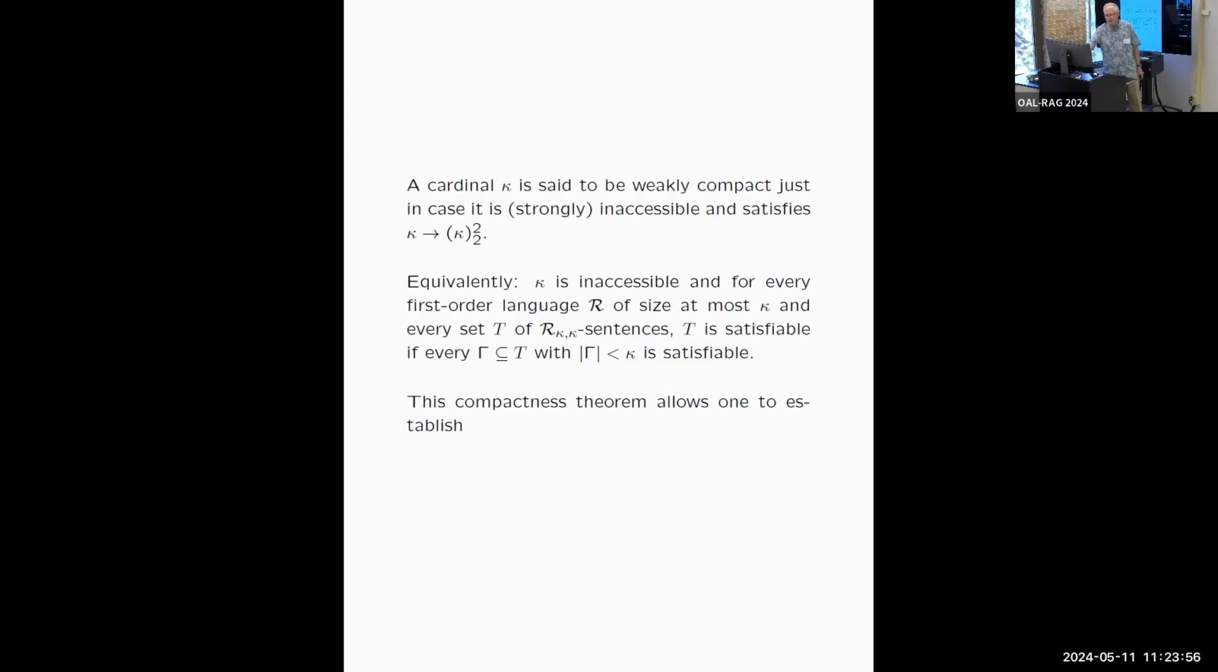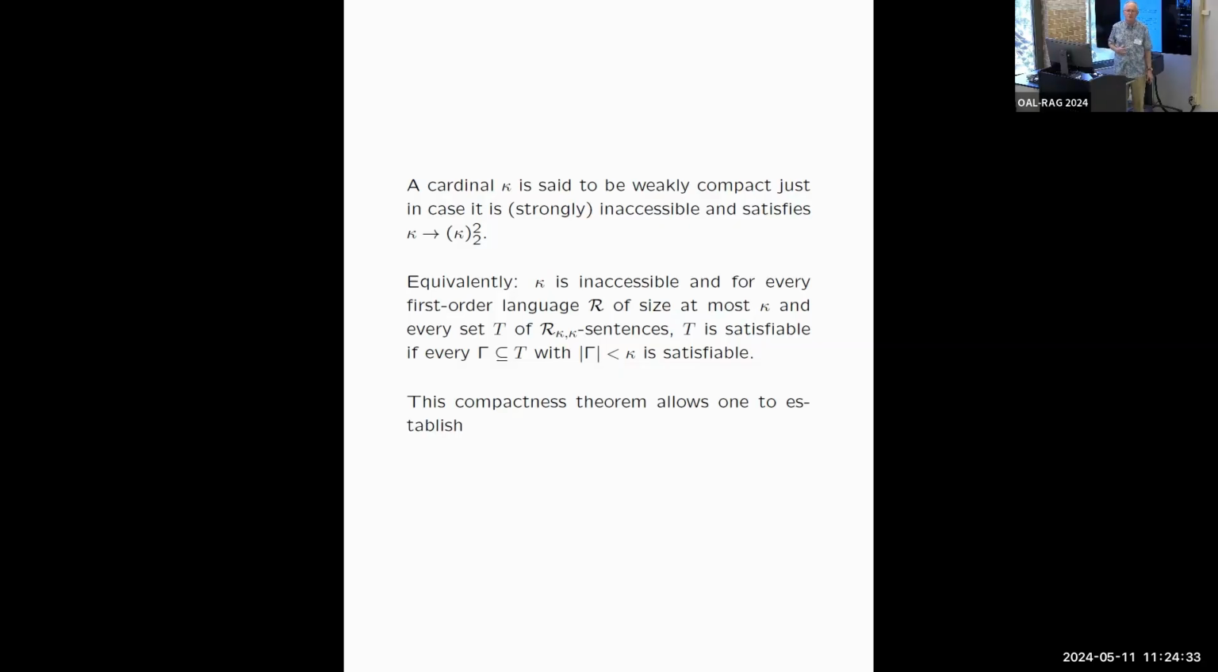Why weakly compact? Well, the weakness is that there's a restriction on the size of the set of sentences. Because as it turns out, if the language has size at most kappa, then the set of all L kappa kappa sentences is, up to equivalence, of size kappa. So this applies to theories of size kappa, but not to bigger theories. If you demanded this compactness theorem hold for theories of arbitrary size, you would get what's called a compact cardinal.